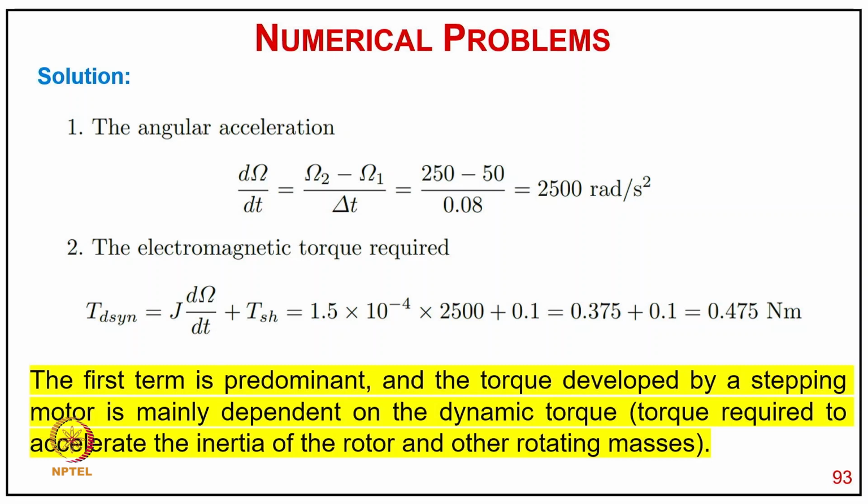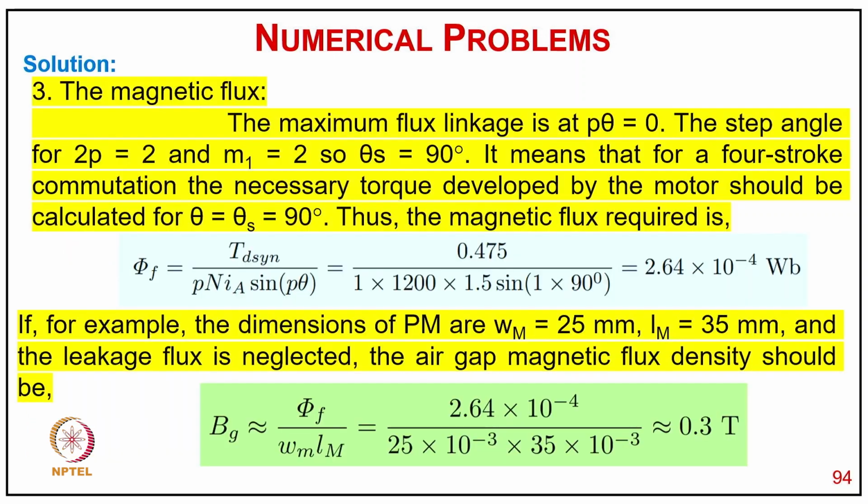Electromagnetic torque required is T dynamic equal to J d omega upon dt plus T shaft, and putting values it comes to 0.4775 Newton meter. So the first term is predominant, and the torque developed by the stepping motor is mainly dependent on the dynamic torque required to accelerate the inertia of the rotor and other rotating masses.